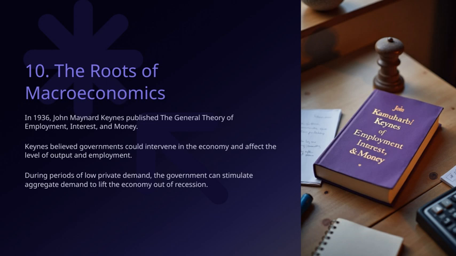In 1936, John Maynard Keynes published his groundbreaking book, The General Theory of Employment, Interest, and Money, where he laid out these concepts in detail. This marked the beginning of what we now call macroeconomics, highlighting how government policies can be essential tools for managing economic fluctuations and promoting growth.